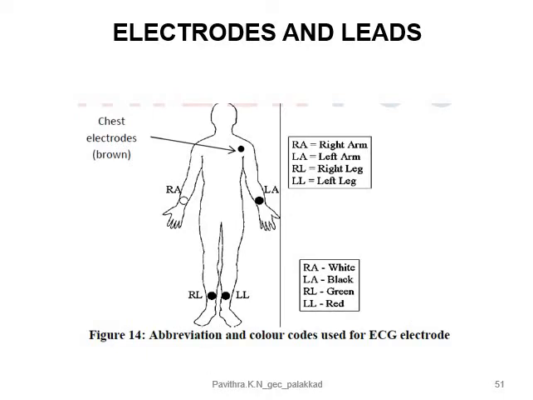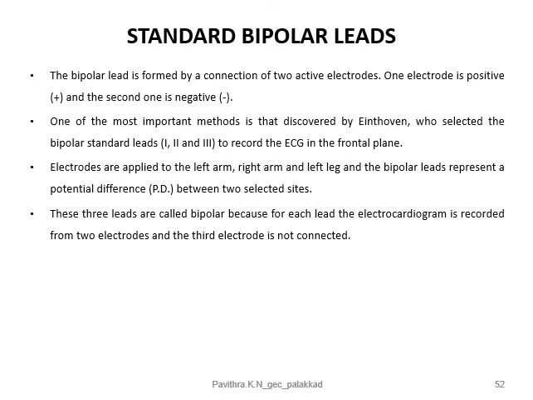Next we are moving on to standard bipolar leads. In standard bipolar leads, the lead is formed by connecting 2 active electrodes. One electrode is positive and the second one is negative. And the standard bipolar leads can be achieved by 3 different types of connections, so the 3 categories by which bipolar leads can be connected are lead 1, lead 2, and lead 3.